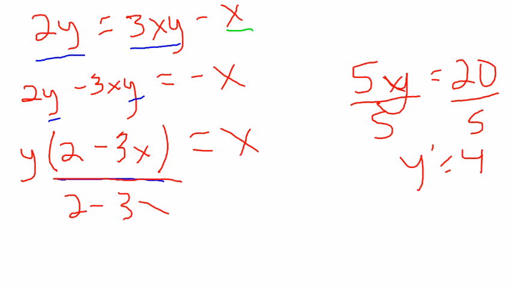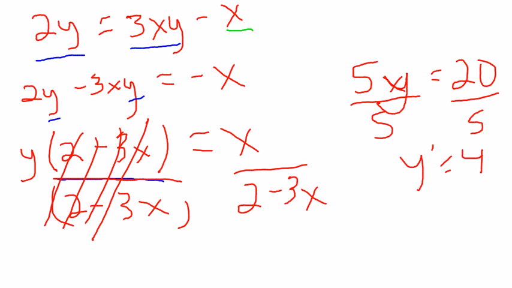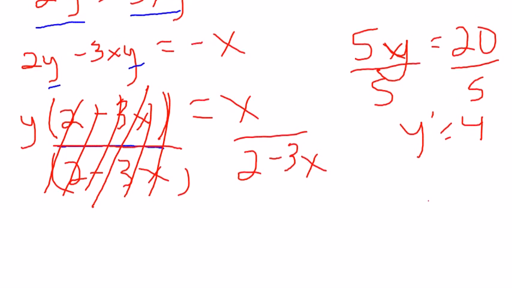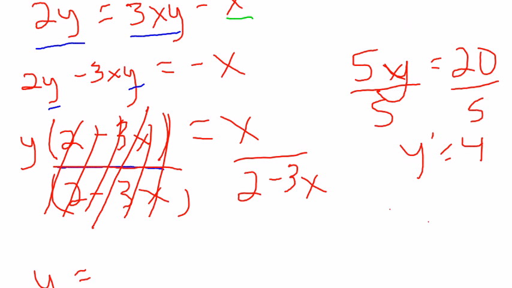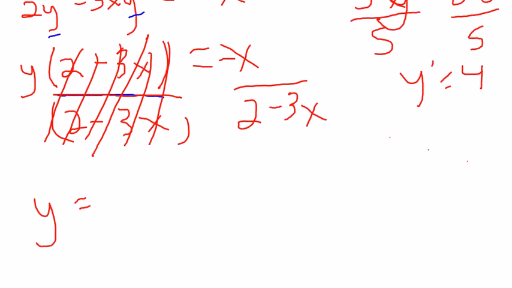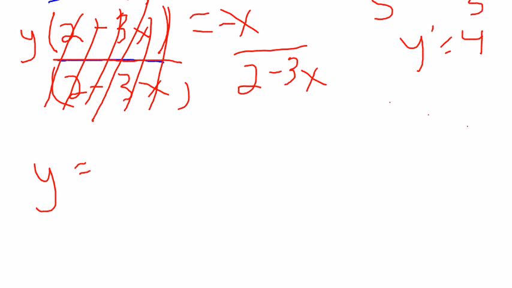I'll divide by 2 minus 3x. I'm going to show this work out just so you can see it canceling. That whole thing cancels because anything over itself is 1, so it divides out to 1. Almost done, I swear. So that gives me y equals, hold on, I dropped a negative. Alright, so I get y equals negative x over 2 minus 3x.